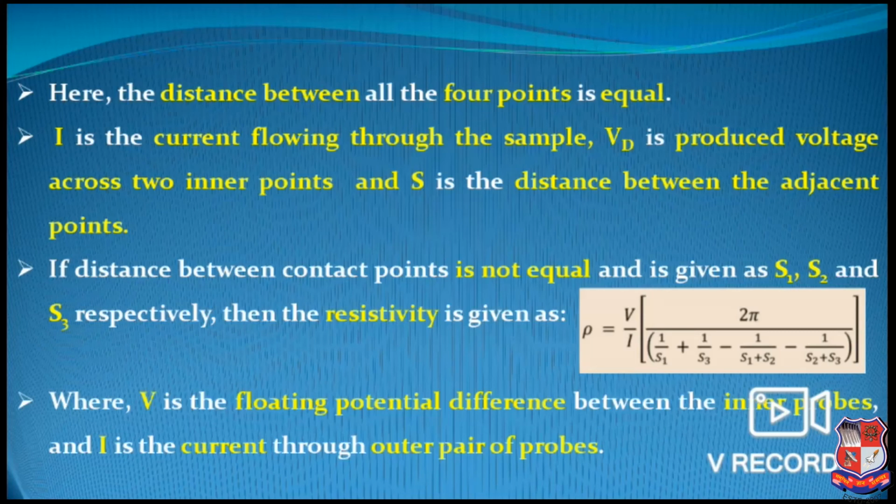This is most important. We are not taking the general or the common potential difference between the inner probes and outer probes, but here we are considering the floating potential difference, which will be clear in the next topic, that is hot probe method, which will be explained in detail. And capital I is the current through the outer pair of probes.